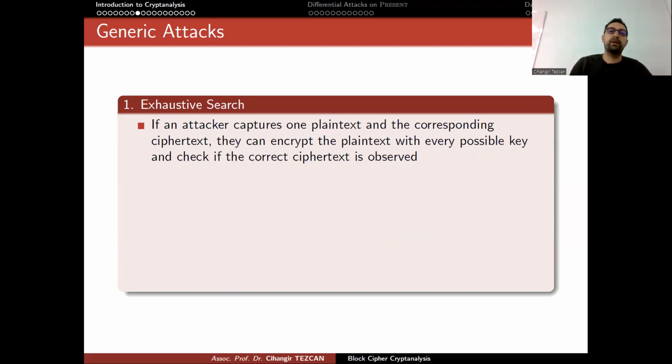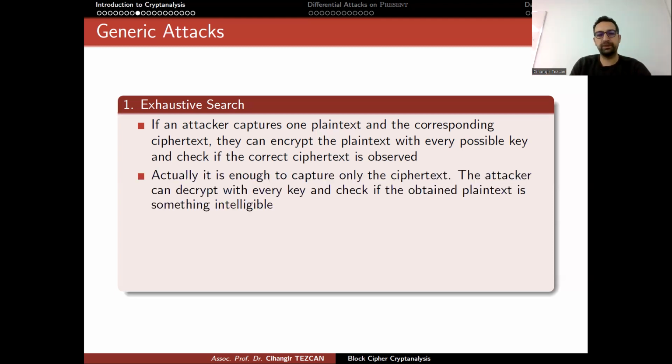In this scenario, if an attacker captures one plaintext and the corresponding ciphertext, but doesn't know the secret key, they can encrypt the plaintext with every possible key and check if the correct ciphertext is observed. Of course, if decryption is better for you, you can perform the same attack by decrypting the ciphertext with every possible key and check if the plaintext matches the one you captured. So as we can see, this is like performing a brute force attack on a password, but instead of passwords, we have secret keys here. In the worst case scenario, you have to try every possible secret key, right?